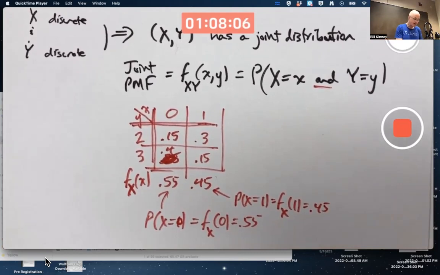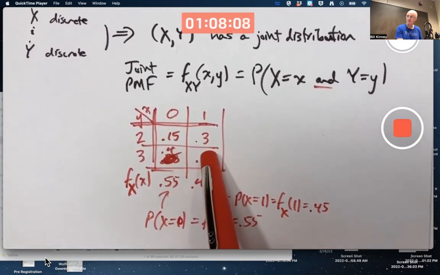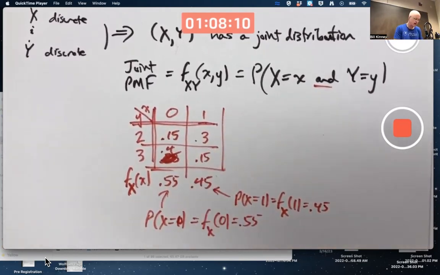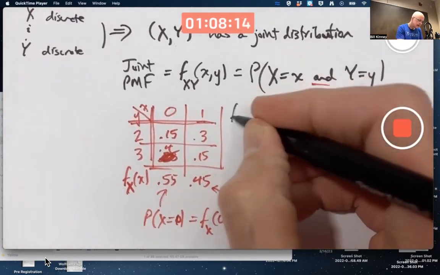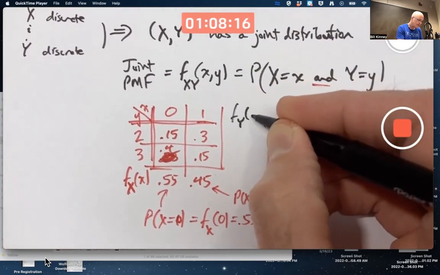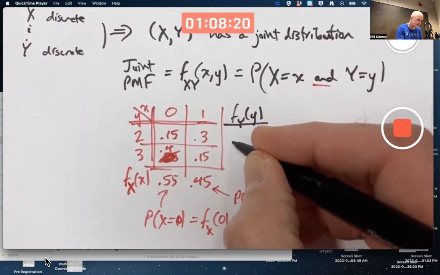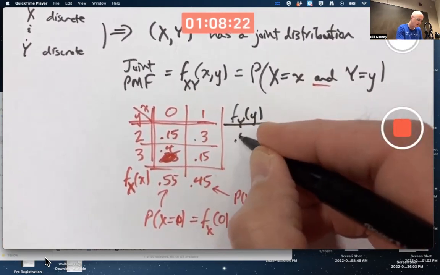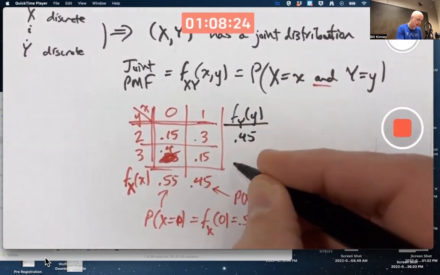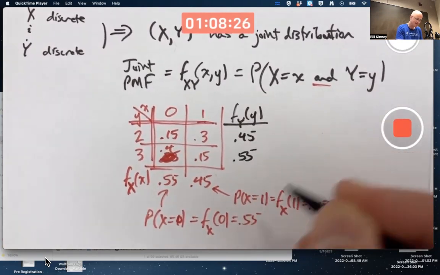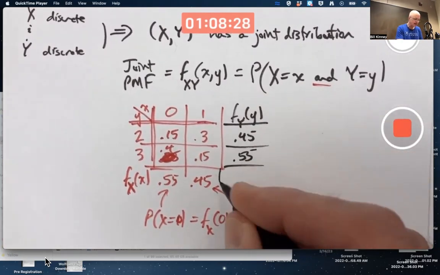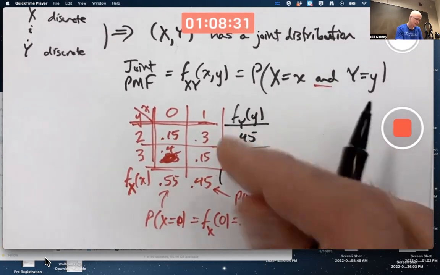The PMF for y is found by adding across the rows. Again, in the book, these might be switched around with the roles of x and y. I'm not remembering. So the PMF for y is found by adding across: 0.15 plus 0.3 would be 0.45, and 0.4 plus 0.15 would be 0.55. And it's accidental that these numbers end up being the same in a switched order here.